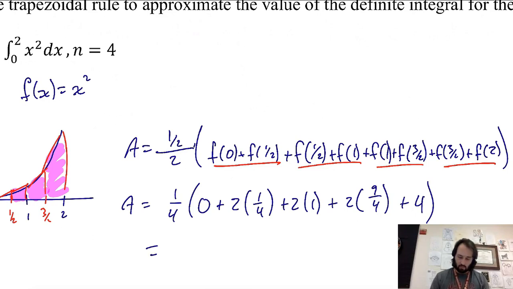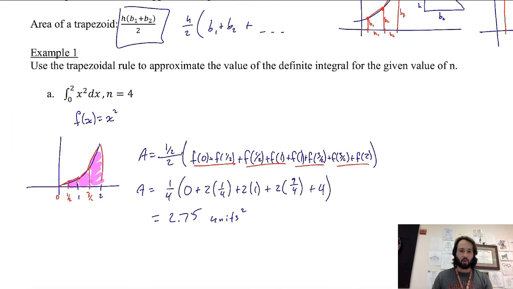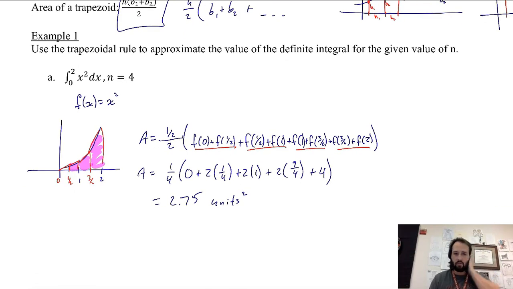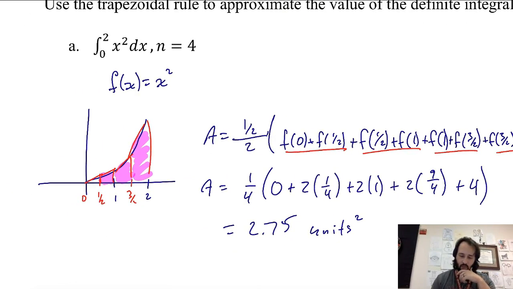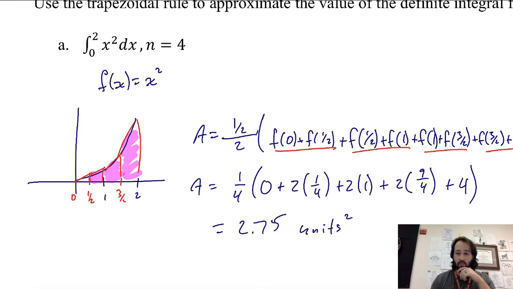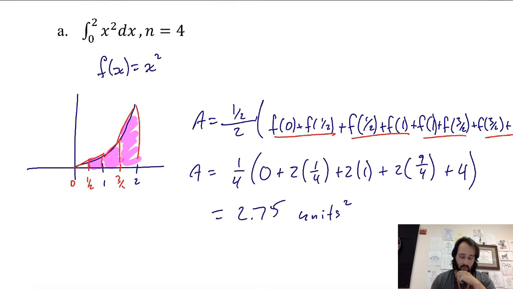Did you beat me? 2.75. You probably did. Units squared. All right, so that would be my approximation of that area under that curve. So we don't need to do this every time as far as drawing the picture out, but you do need to think about what your interval looks like, just like we did for the rectangular approximation methods.